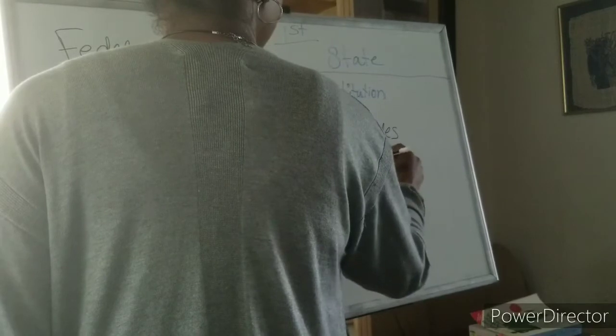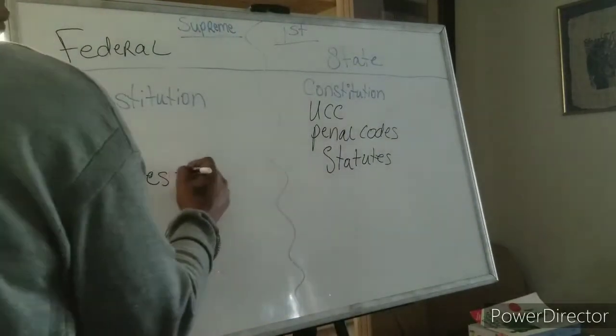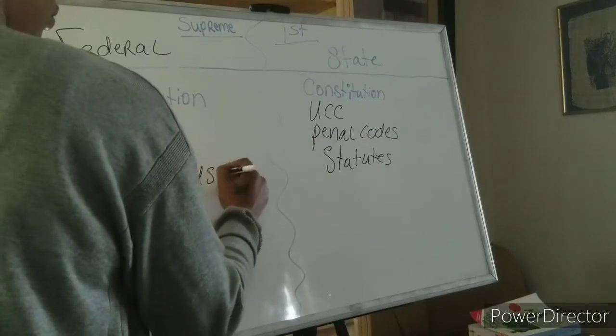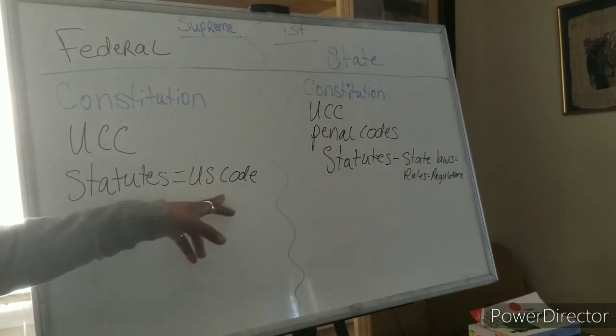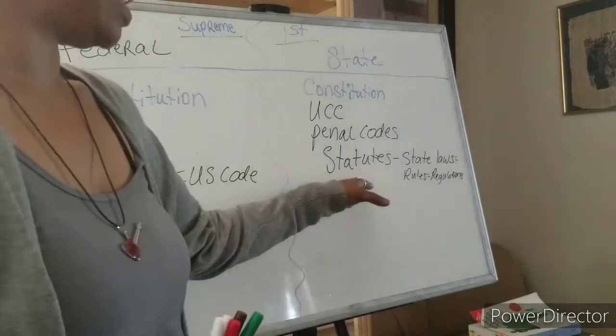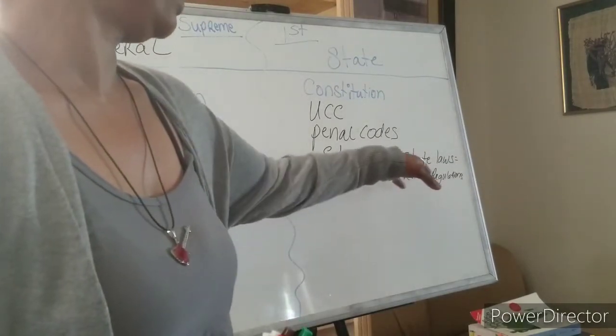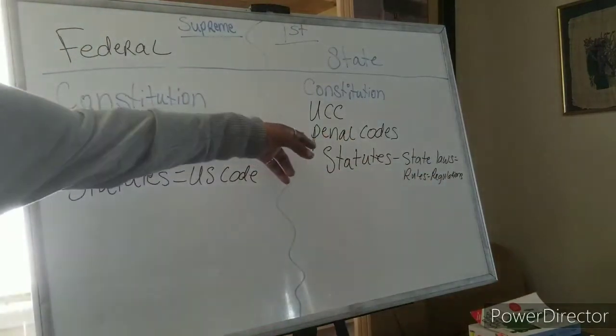Both also have statutes. So, the statutes for federal are in the U.S. Code. The statutes for state are the state laws, rules, regulations, codes, penal codes.